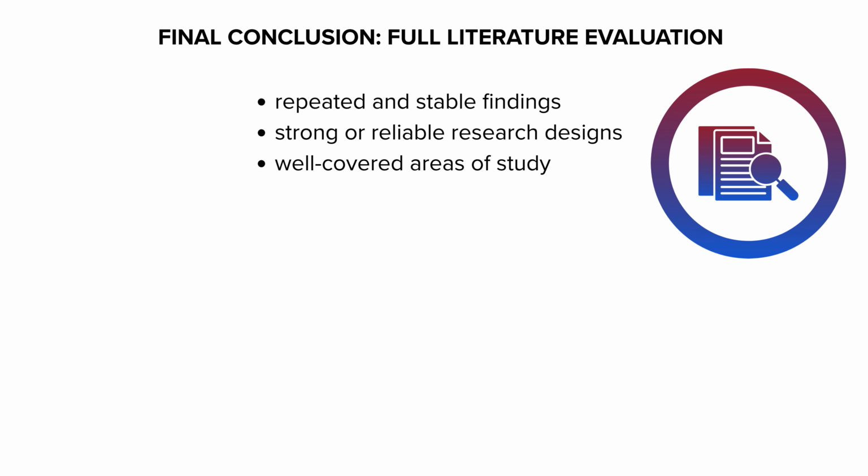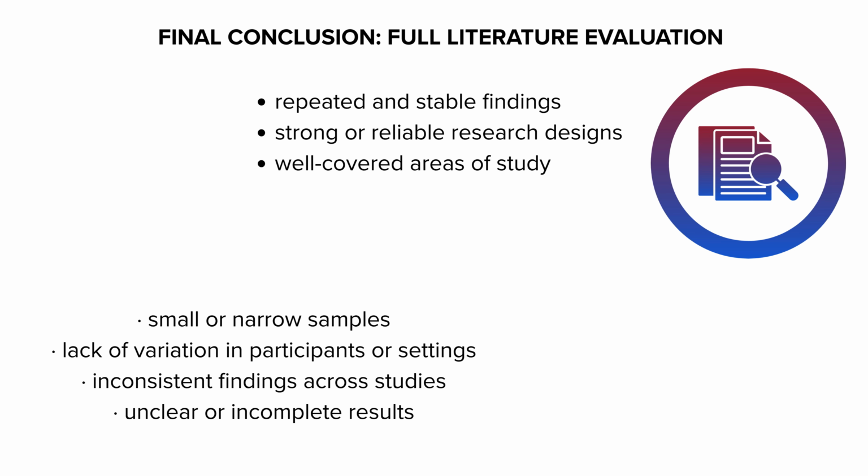Final conclusion, full literature evaluation. You need to point out strengths such as repeated and stable findings, strong or reliable research designs, and well-covered areas of study. You also need to explain problems or weaknesses such as small or narrow samples, lack of variation in participants or settings, inconsistent findings across studies, and unclear or incomplete results.